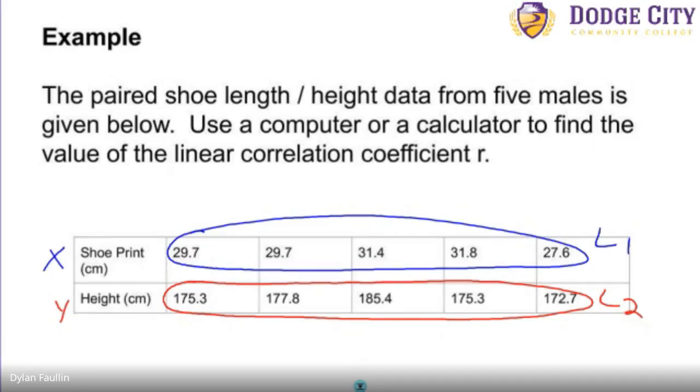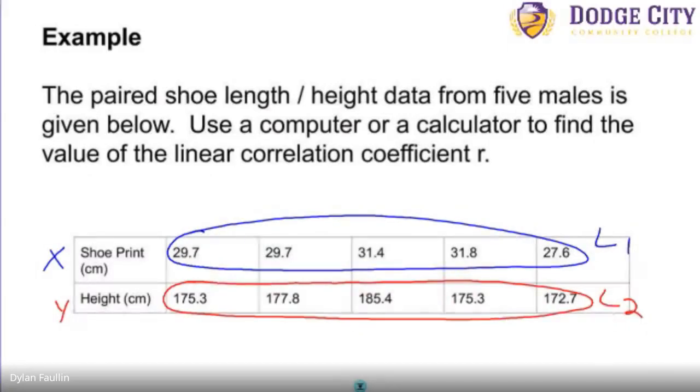So rho is the Greek letter R. It's the Greek letter for the population linear correlation coefficient. And then R, the English letter R, is the sample linear correlation coefficient. So what you're testing here is whether rho is equal to 0 or not equal to 0. If it's not 0, there's some linearity to it. If it's equal to 0, then it's completely not linear. So you want rho not equal 0.